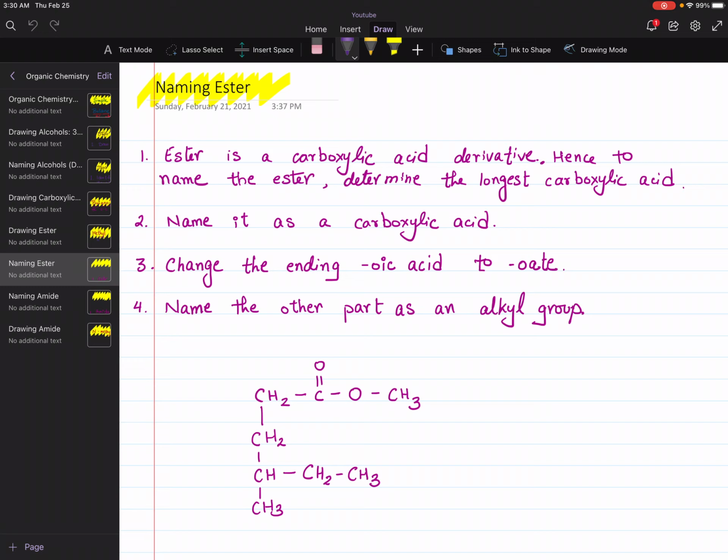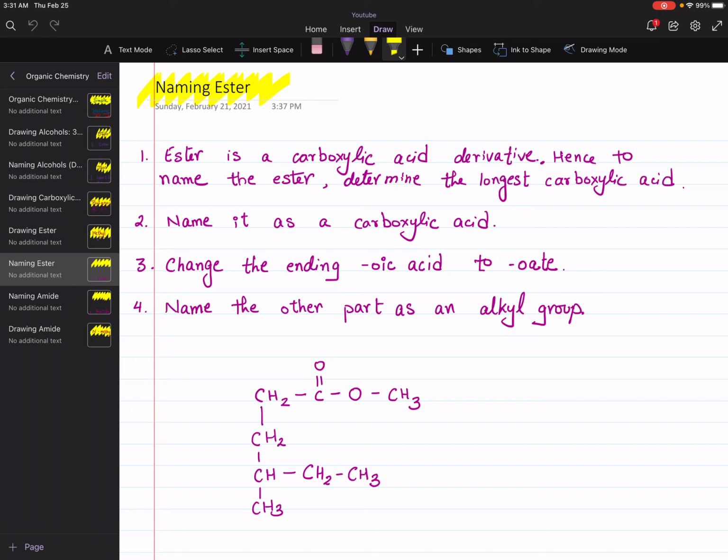So the first step in naming an ester is to identify the two components. An ester is produced from a carboxylic acid and an alcohol reaction. It is important to identify which component is coming from which molecule. Let's have a highlighter here. So an ester is from a carboxylic acid and an alcohol.